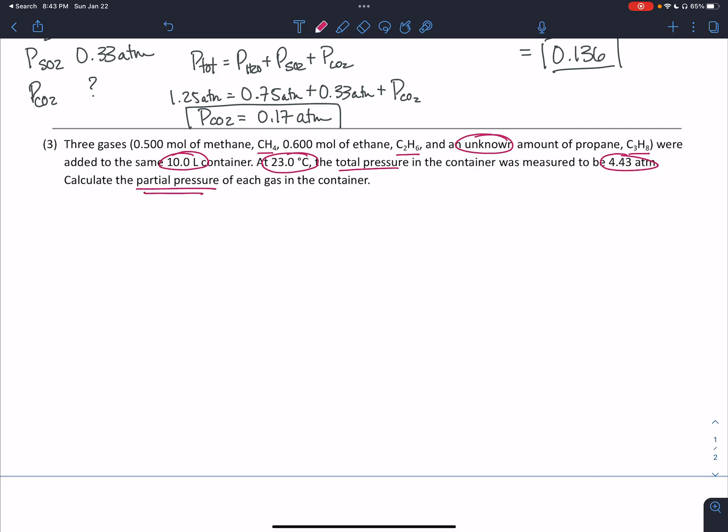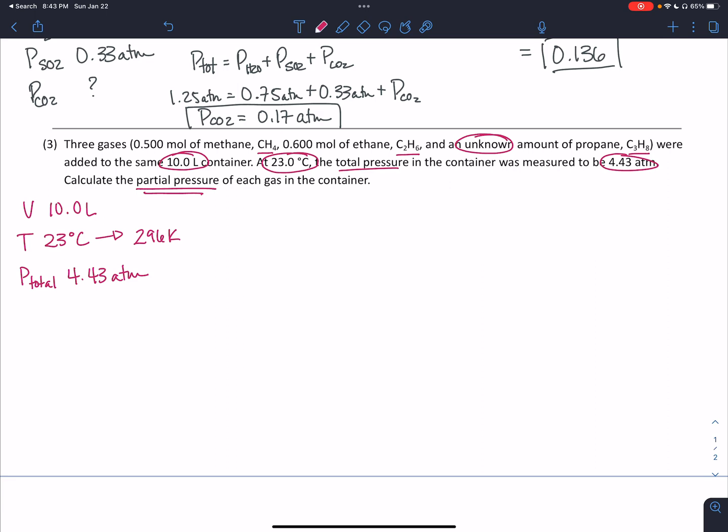All right, so let's see what we know first. We've got a volume value here of 10 liters. We also have a temperature of 23 degrees Celsius, which we know by now we have to have in Kelvin. So we add 273. We have a Kelvin temperature of 296. And then the total pressure of all 3 of those gases within that container is 4.43 atmospheres.